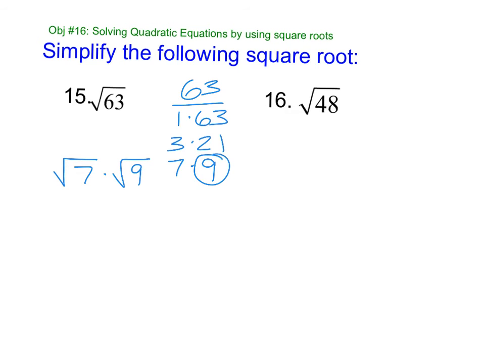Root 7. Oh, my pen turned off. Root 7. Square root of 9 is 3. 3 root 7. All right, now be careful with 16. A lot of kids get 16 wrong.